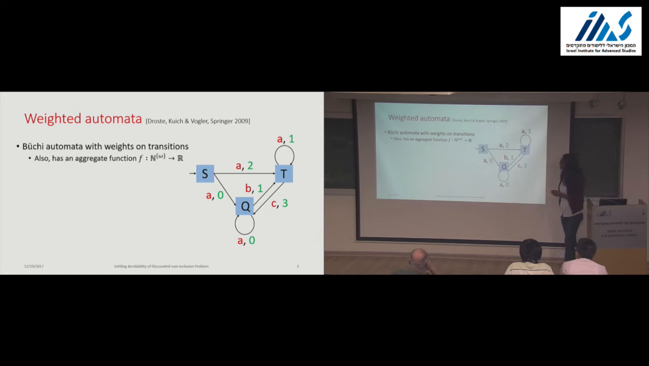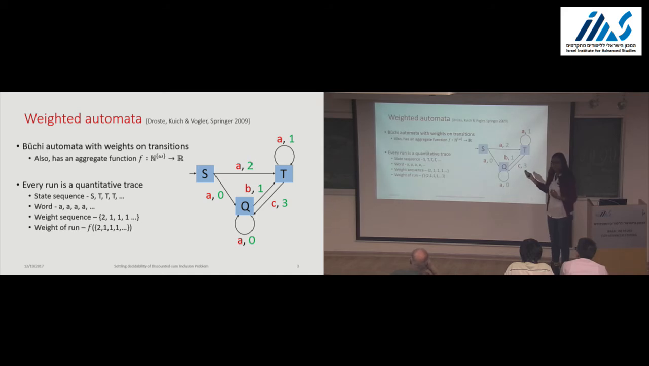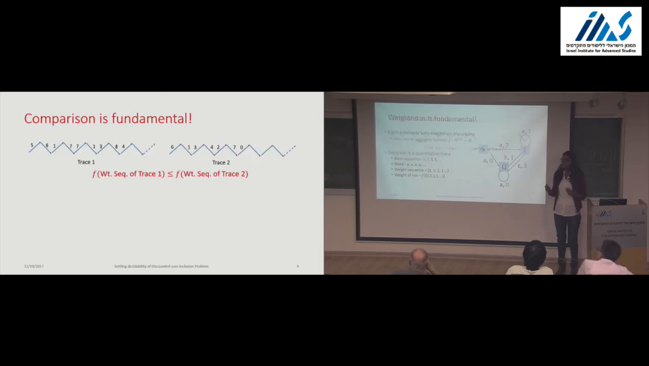And now it's not very hard to see that any run in a weighted automata is really just a quantitative trace. So quantitative traces appear very naturally in many data structures. So it makes sense to study them and study the fundamental operations in them. But what is the fundamental operation on a quantitative trace? And I would argue that the most fundamental operation on a quantitative trace is the comparison of their weights.